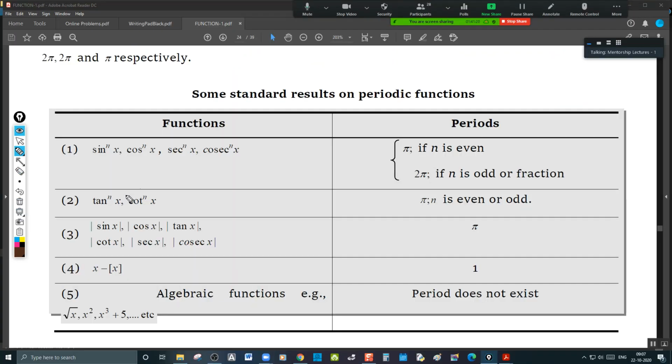And one more very, very important thing is that the algebraic x minus step x, just now I explained you. Its period is 1. I have shown you that. Now, algebraic functions like root x, x square, x cube plus 5, etc. The period does not exist. So, very important point to remember is that every mathematical function need not be periodic.